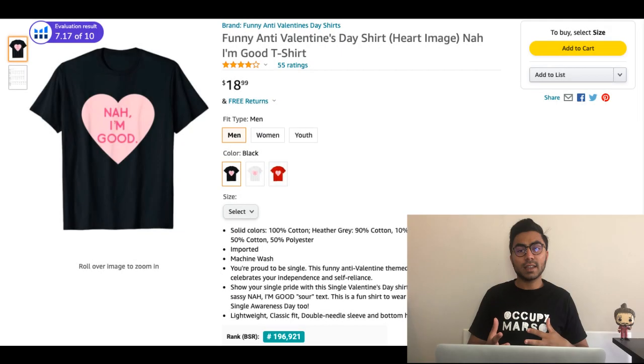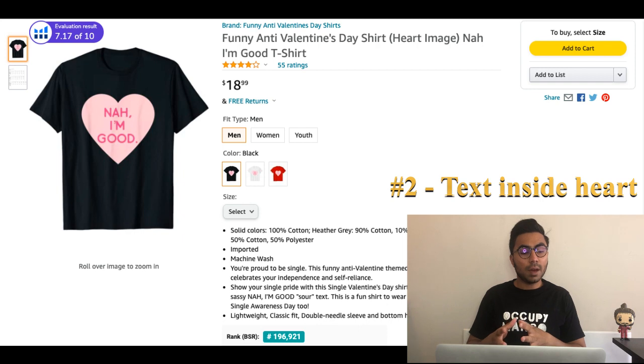So the next design idea that I want to share with you guys today is text inside a heart. I know it's a little cliche, but these designs do sell, and you can make endless variations of designs. I'll show you some simple ones that caught my eye using Amazon. So this is a really good one. It says, "Nah, I'm good." It's kind of a funny anti-Valentine's Day design.